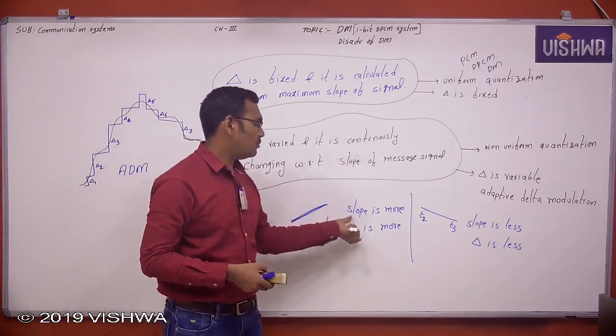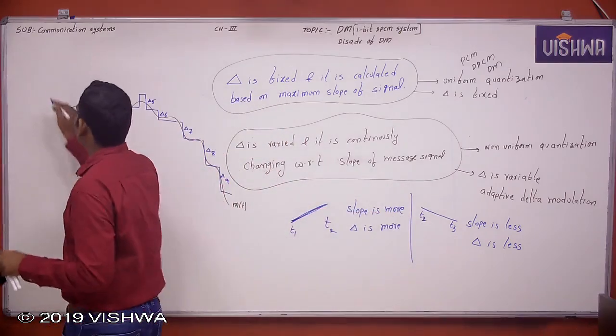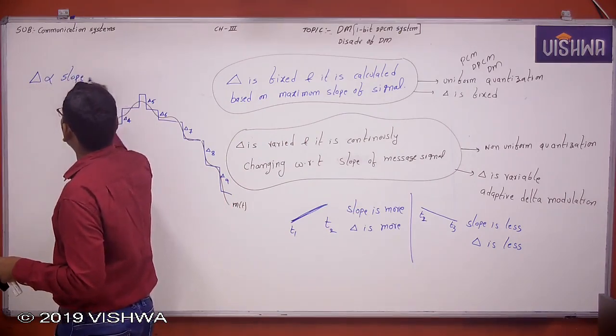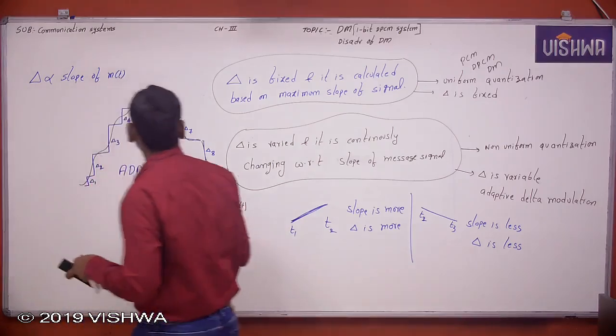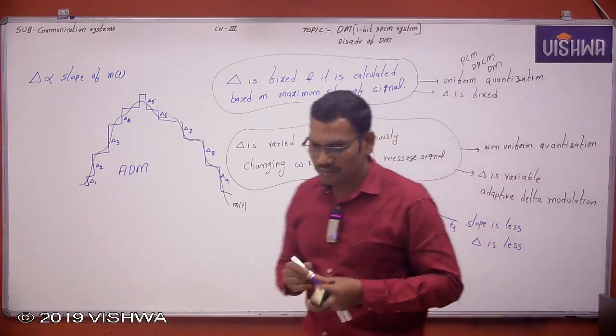More step size, more delta; less step size, less delta. So here the step size is proportional to the slope of the message signal. This is the adaptive technique, and these are the remaining uniform quantization techniques. Okay, no doubt.